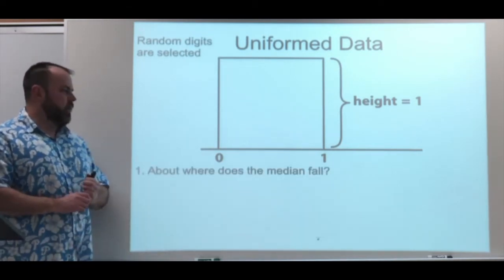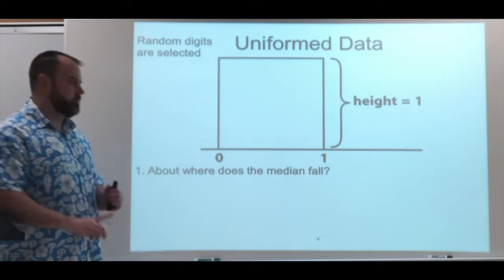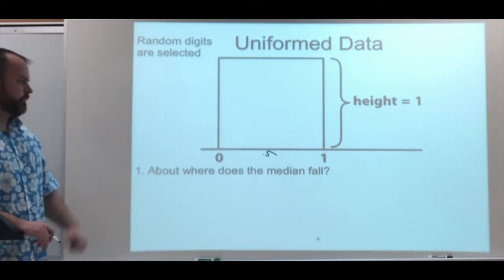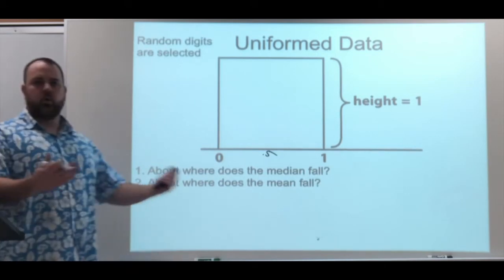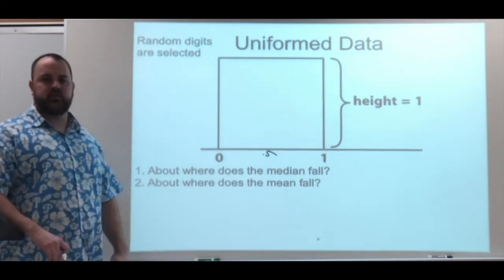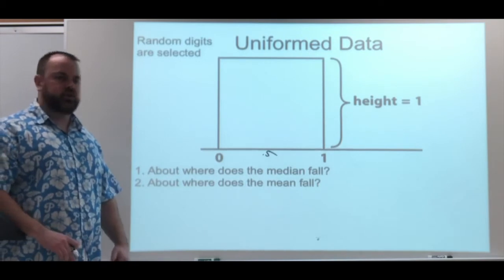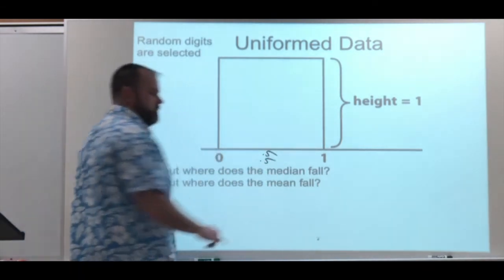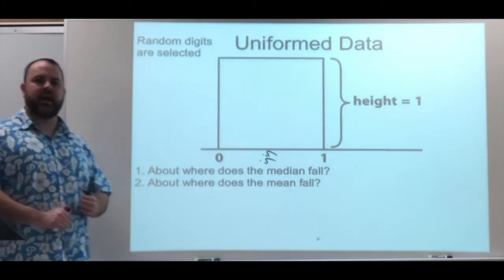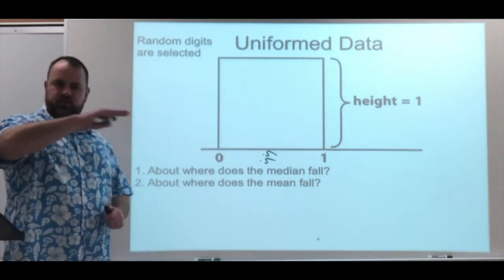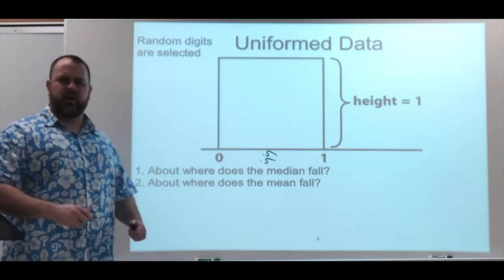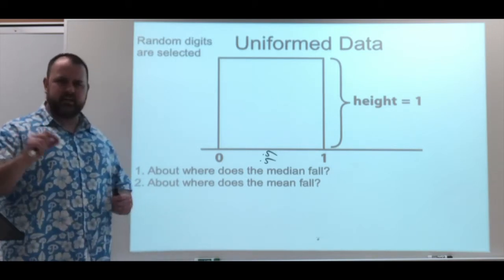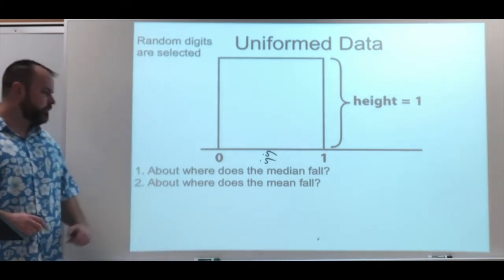About where does the median fall? Well, the median falls in the middle. So our median would be right about 0.5. Where does the mean fall? We're balanced on one side or the other. This is very similar to a symmetrical distribution. So if the median is 0.5, our mean is also going to fall about 0.5. Again, the one that I showed before where it was completely smooth across was kind of extreme. There's usually some kind of bumps here and there, not exactly the same, but extremely similar.